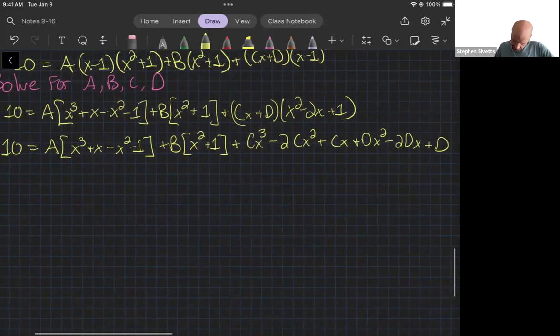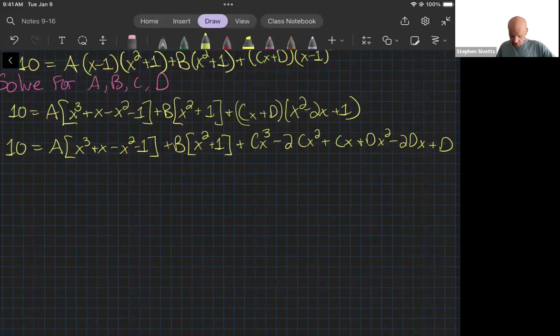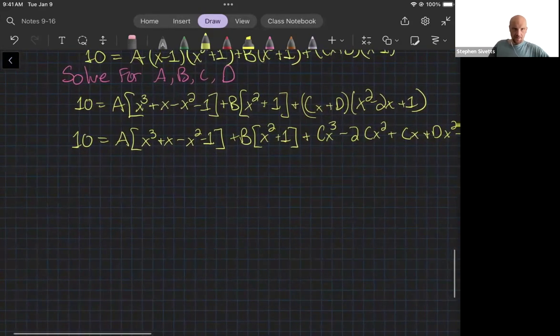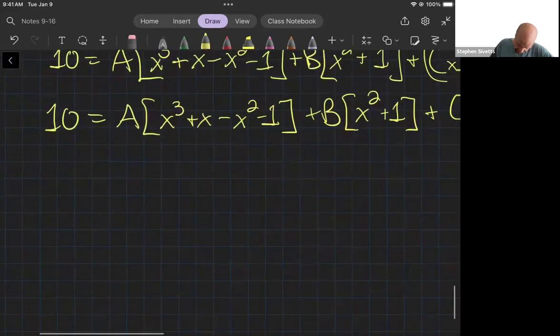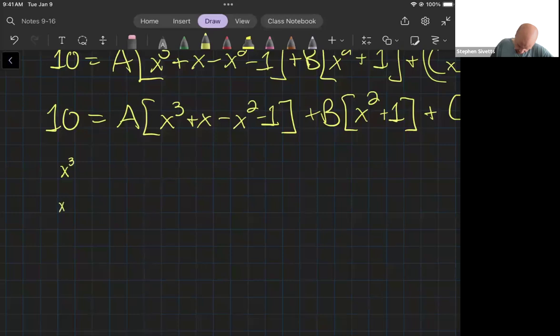So all we can do from this point is to match up the coefficients on x cubed, x squared, x, and then our constants. The good news is there are no x cubed, x squared, or x terms on the left-hand side. All we have is a constant 10. So that makes things a little bit simpler to work with.